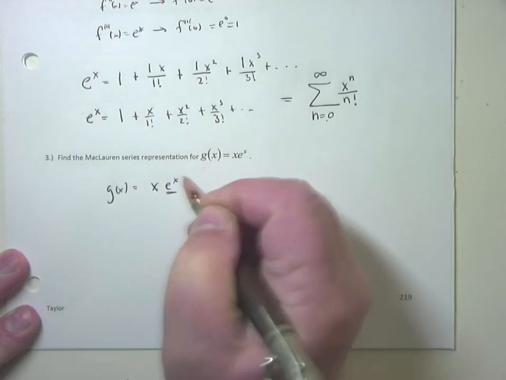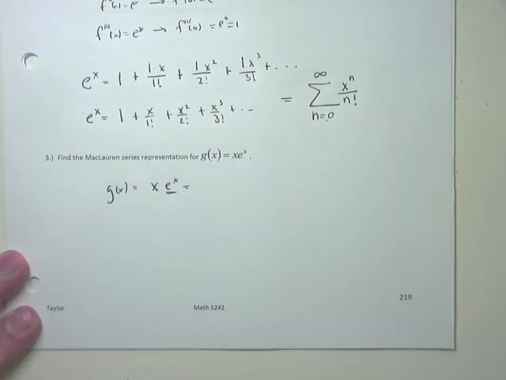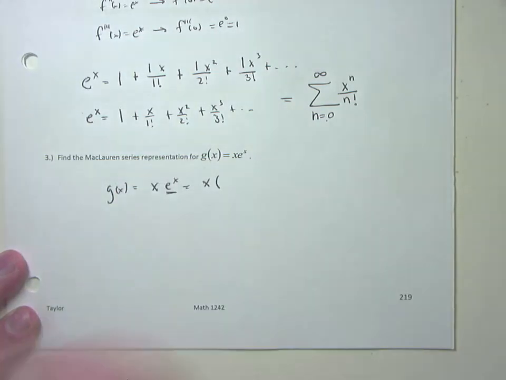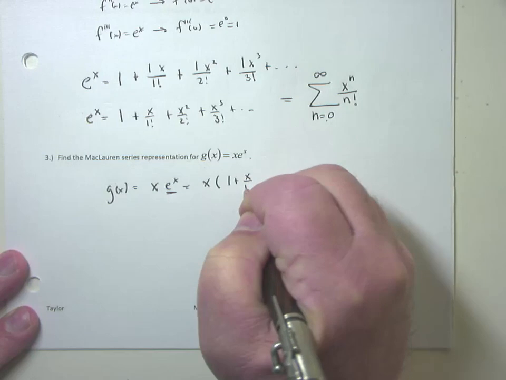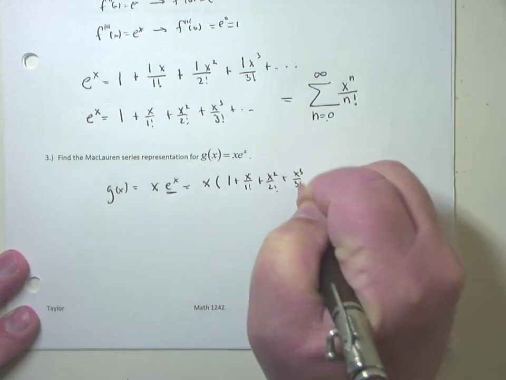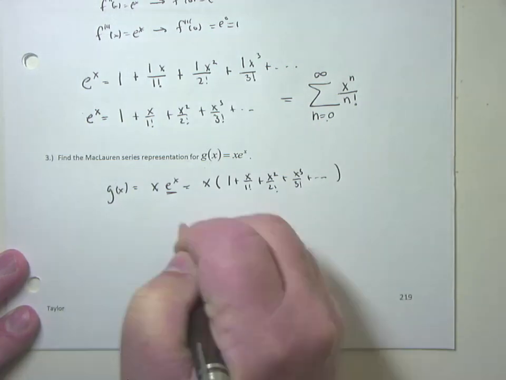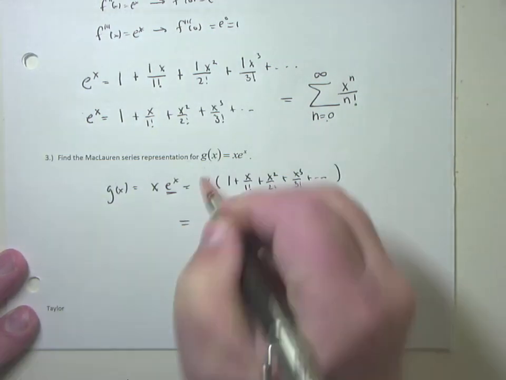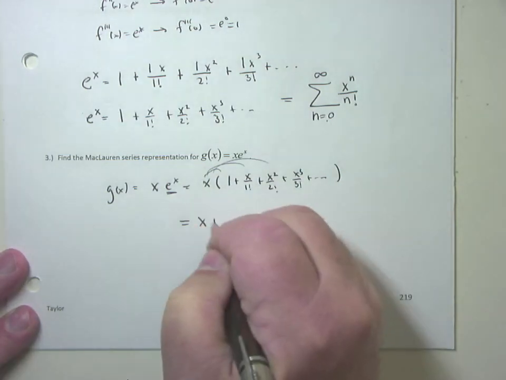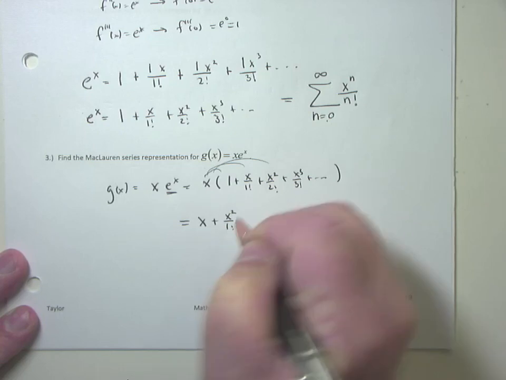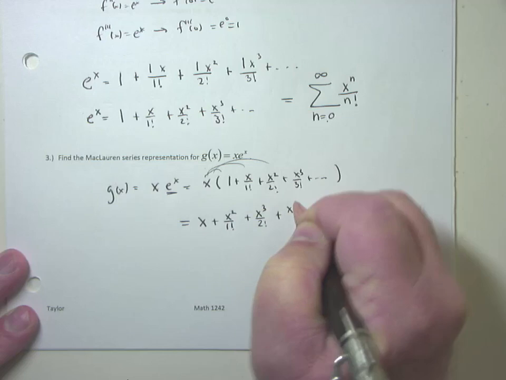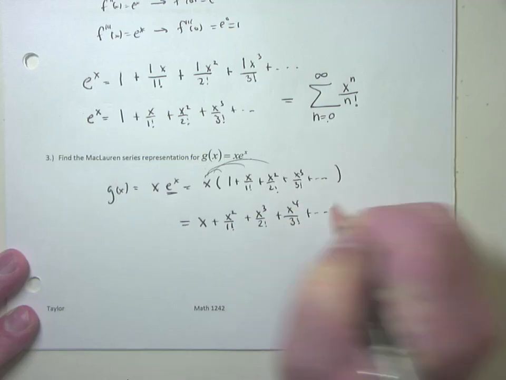I have a Maclaurin series for e to the x. I just derived it. So this is going to be x times the Maclaurin series for e to the x, which is 1 plus x over 1 factorial plus x squared over 2 factorial plus x cubed over 3 factorial plus dot dot dot. How would you clean that up? I would distribute. Does that make sense? And when I distribute, I get x plus x squared over 1 factorial plus x cubed over 2 factorial plus x to the 4th over 3 factorial plus dot dot dot.